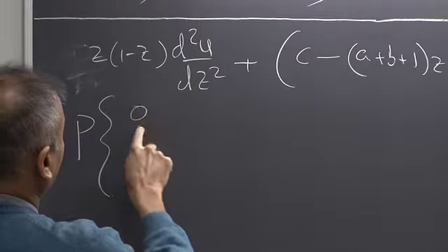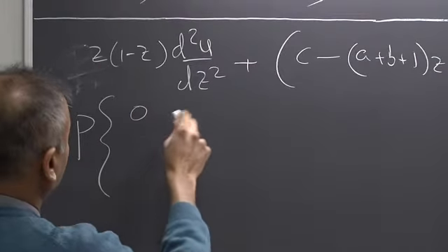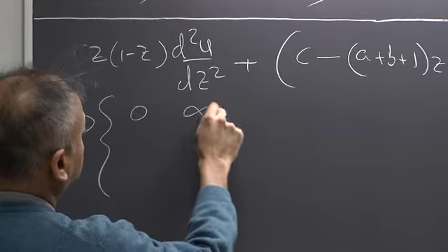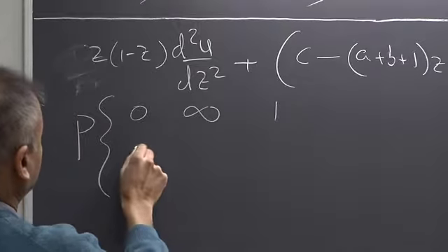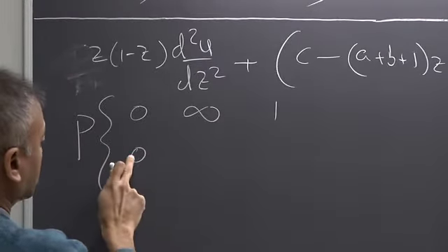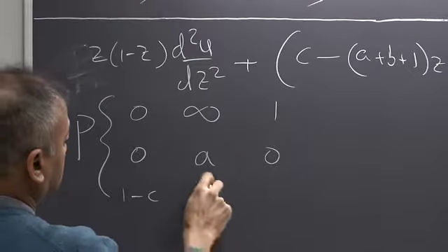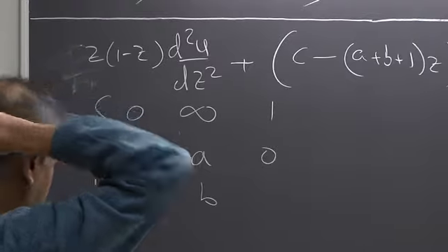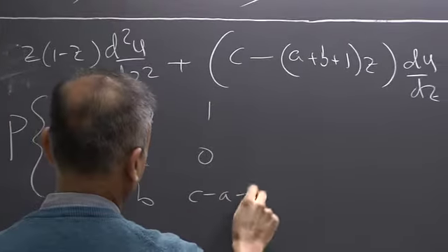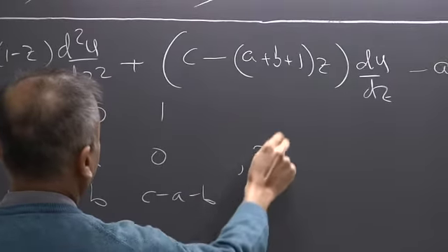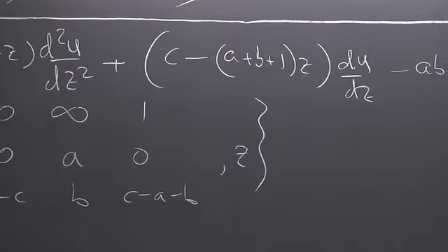One of the singularities was the point 0, then infinity and 1. And here the exponents are 0, a, 0, 1 minus c, b, and c minus a minus b. So this was the general symbol.